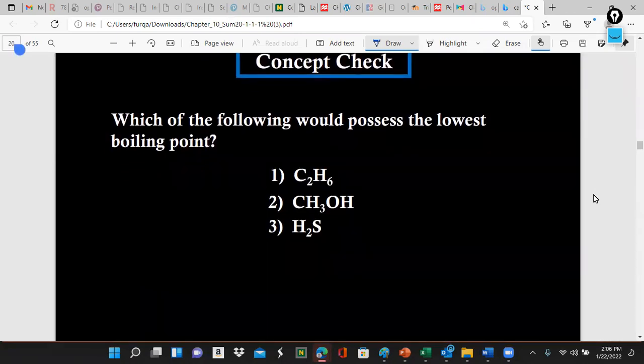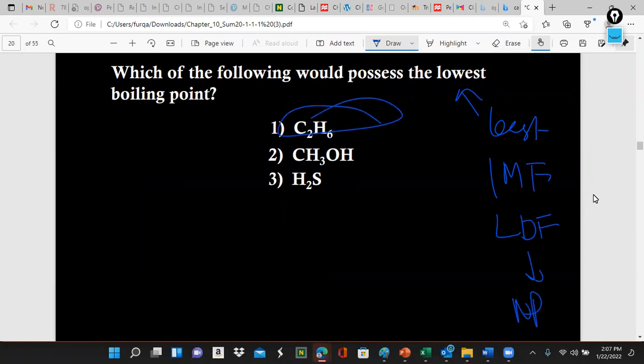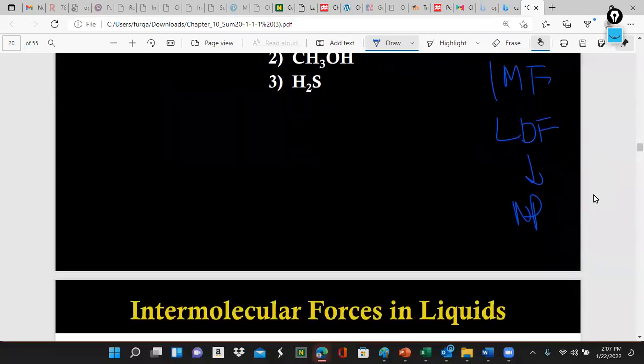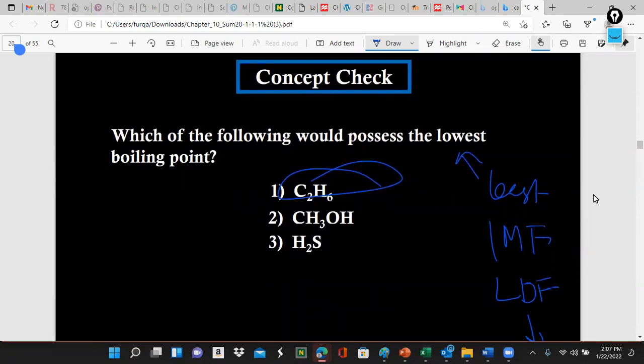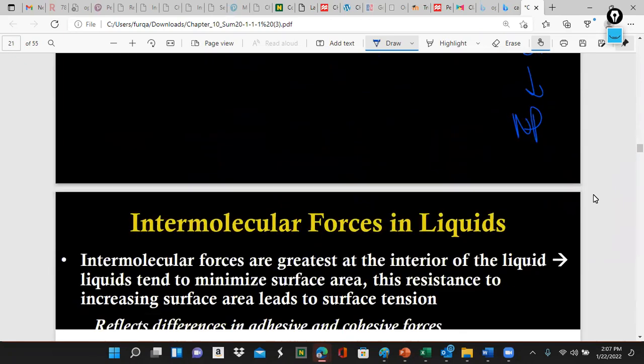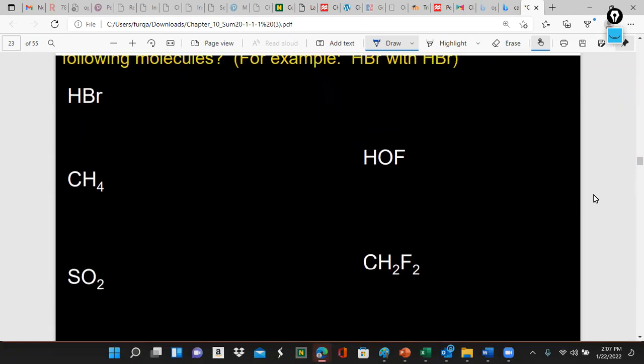Which of the following would possess the lowest boiling point? The lowest boiling point means the least powerful IMF, and that's going to be the London dispersion force. For that, I have to find the non-polar molecule. Non-polar is this one right away, so that's going to be the least powerful IMF, the London dispersion force, and thus the lowest boiling point. So you're going to be doing all of that.